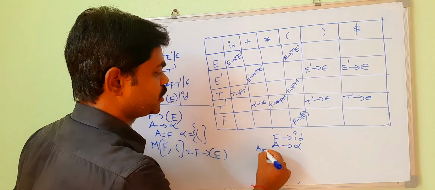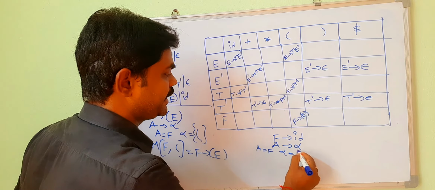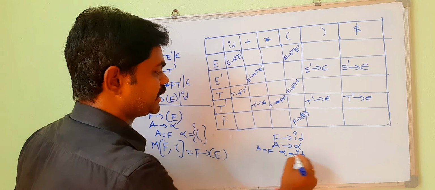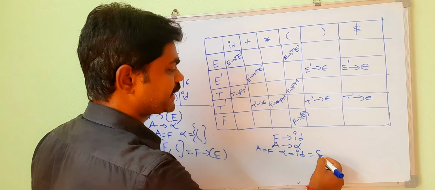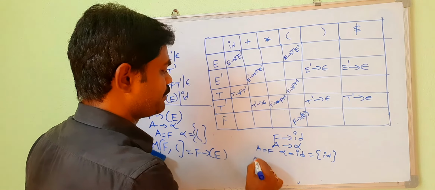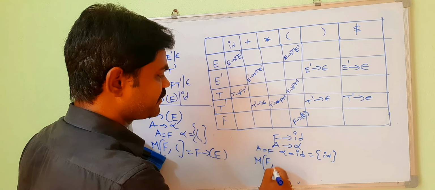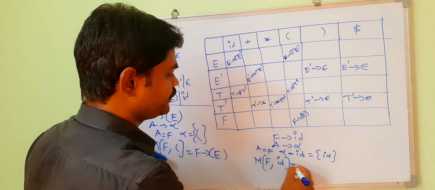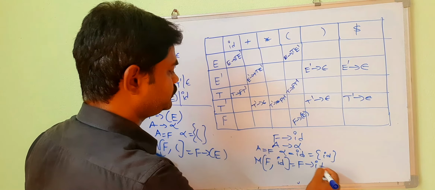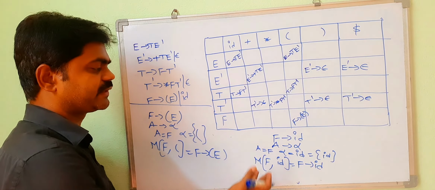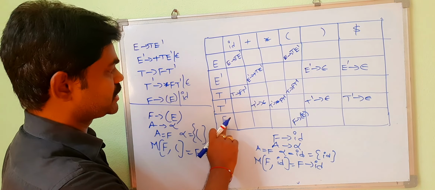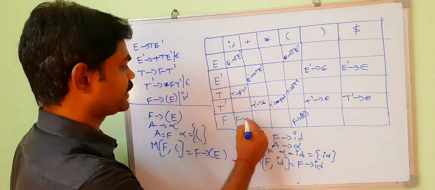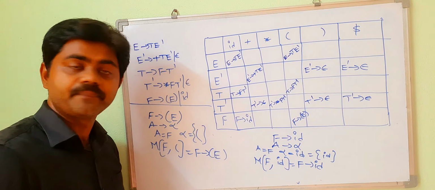Now A tends to alpha here. So A equal to F, alpha equal to id. First of alpha equal to id obviously. So we'll get id here. So M of F comma id equal to F tends to id. So A comma alpha, that is F comma id, equal to F tends to id. So F comma id is F tends to id.